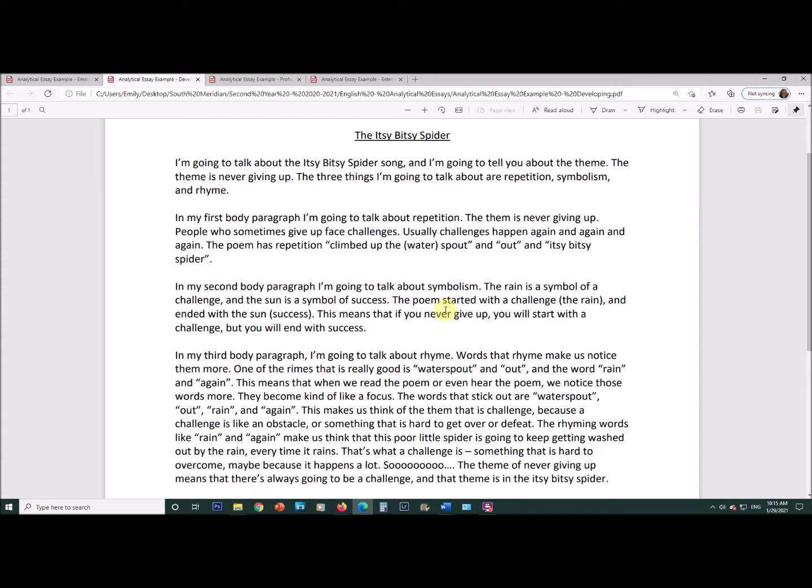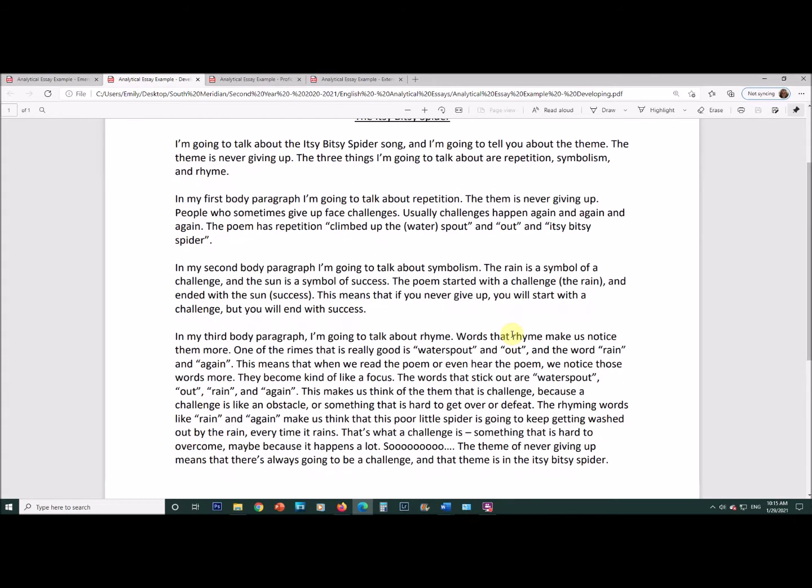In my second body paragraph, I'm going to talk about symbolism. The rain is a symbol of a challenge, and the sun is a symbol of success. The poem started with the challenge, the rain, and ended with the sun, success. This means that if you never give up, you will start with a challenge, but you will end with success.